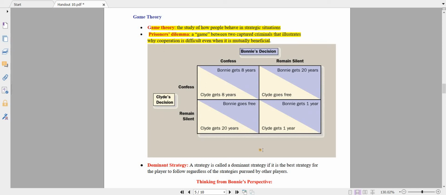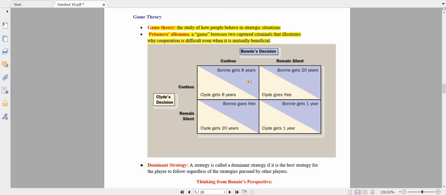What you see in front of you is called a payoff matrix. The payoff matrix simplifies your life. If you just concentrate on this payoff matrix, what you see is that Clyde has two decisions to make. He can either confess or remain silent. Similarly, Bonnie can make two decisions, confess or remain silent.